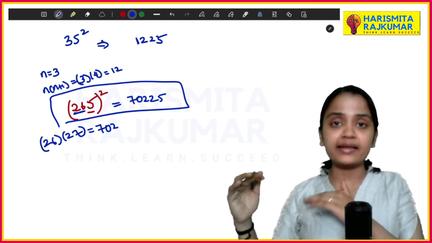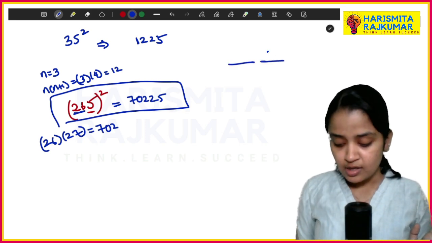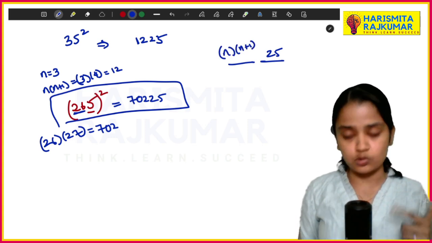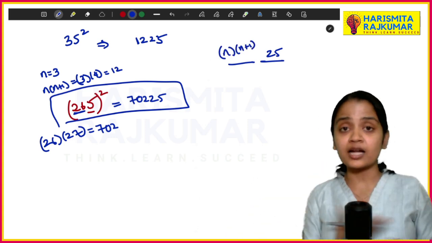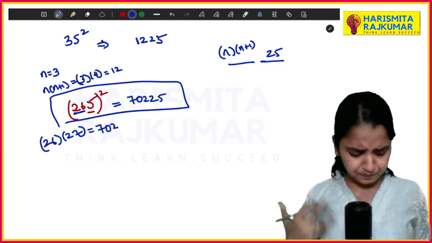So simply, two parts will be there. You'll be writing 25, and in the front part, you just have to multiply n into n plus 1, where n is nothing but the number formed by all the digits except the unit digit. Okay, that is your n.